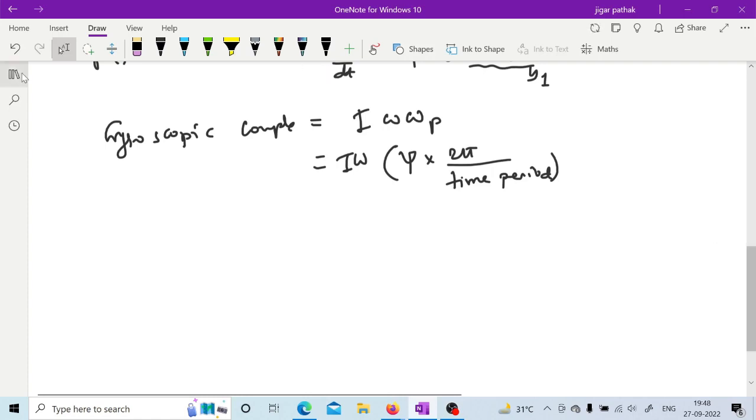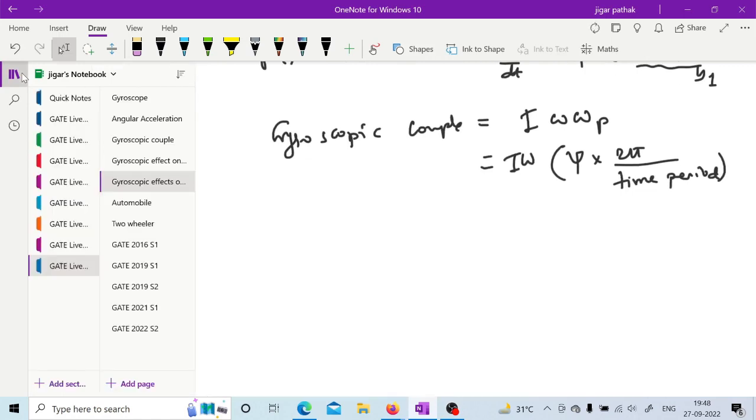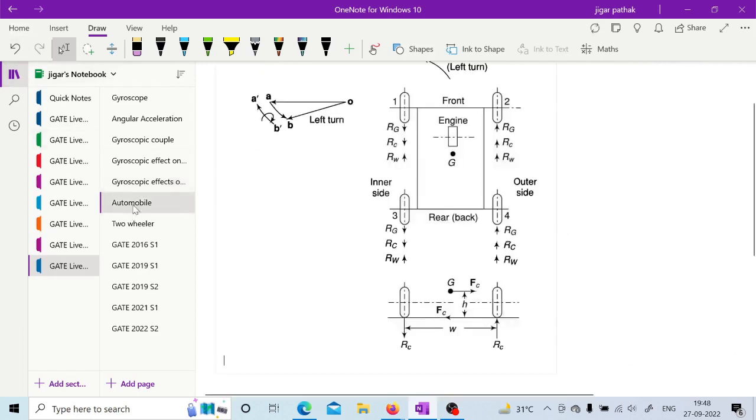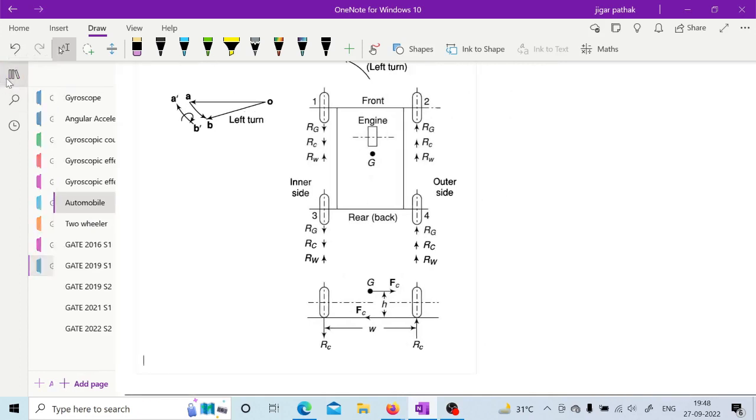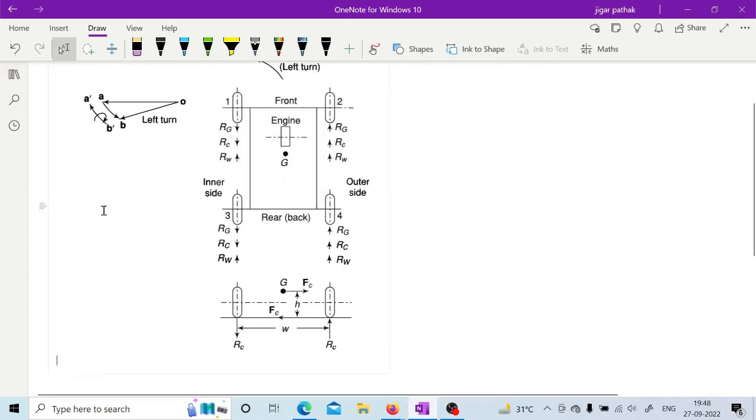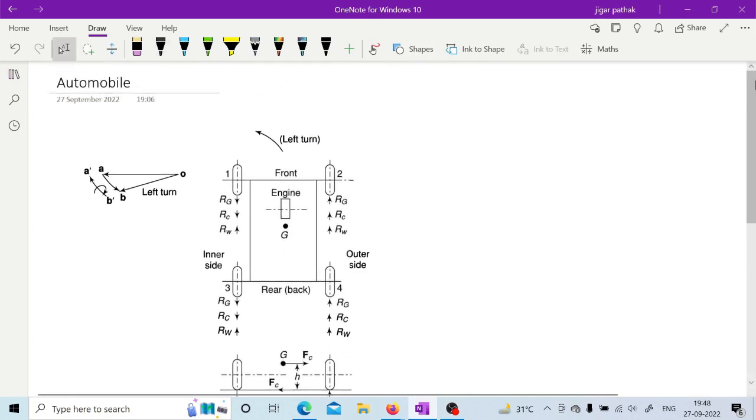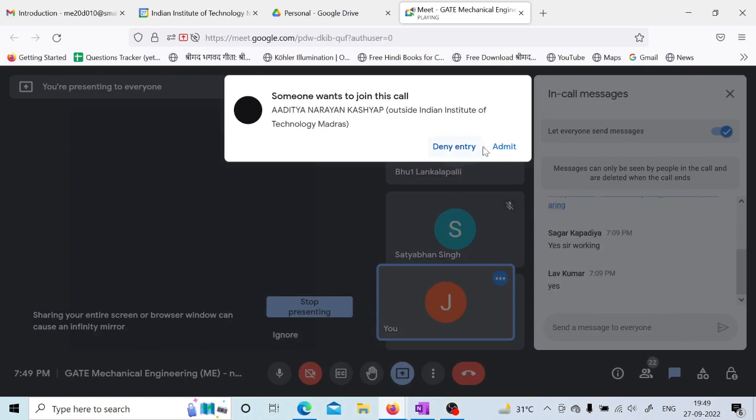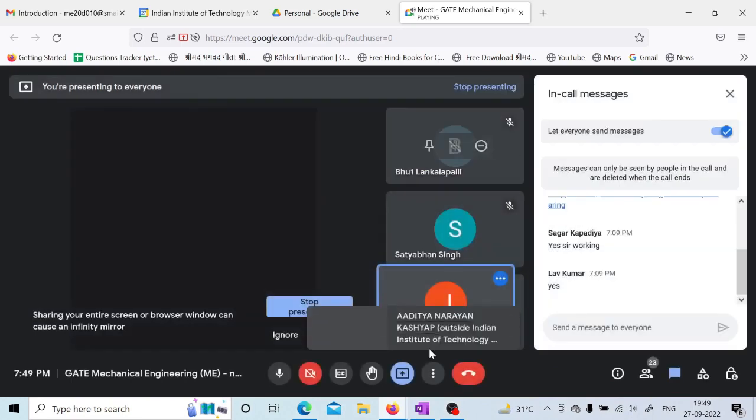So this is about your aeroplane and your naval ship. Apart from that, an automobile also has this gyroscopic effect. We will not go into the depth, but you must have a little idea about this also. Whenever you have a vehicle or automobile, the gyroscopic couple is going to affect it as well.